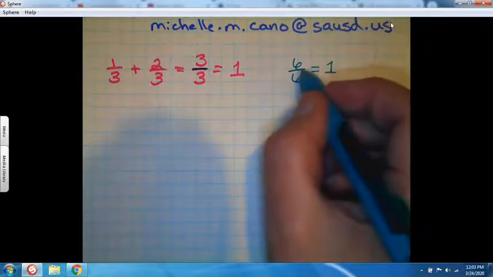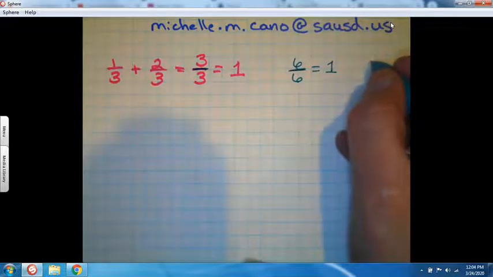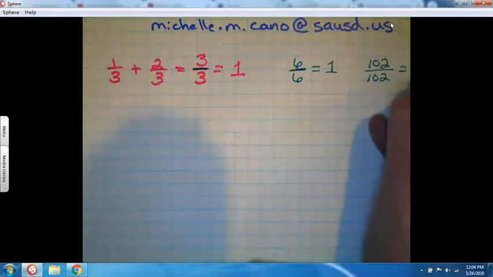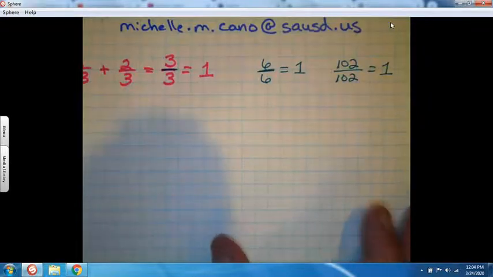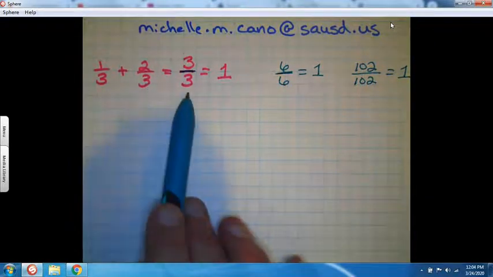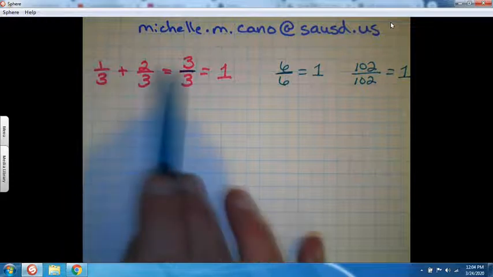This is our division bar. It could be 102/102, it would still equal 1. Okay, so don't forget that. So when the denominator is the same, just copy it and then add or subtract the top.